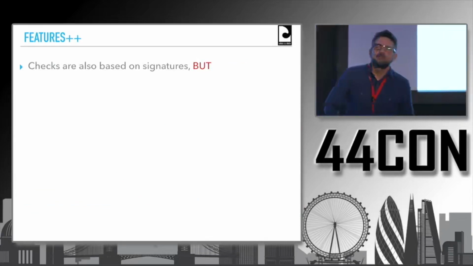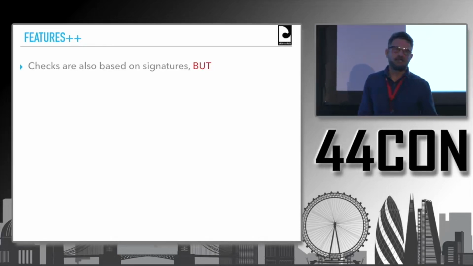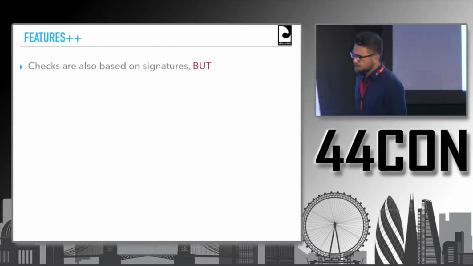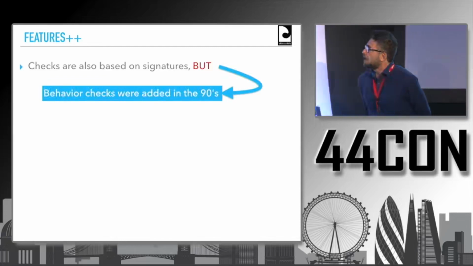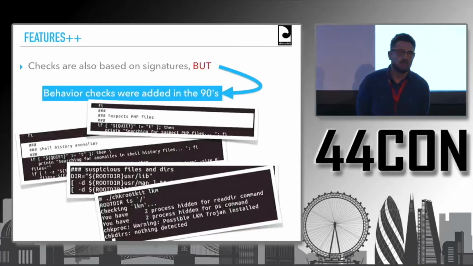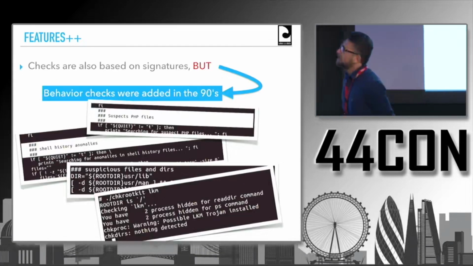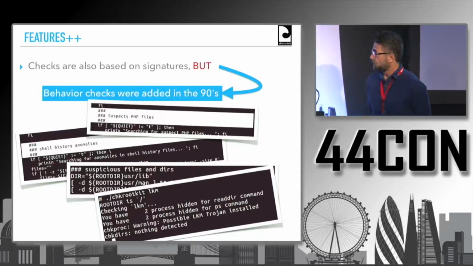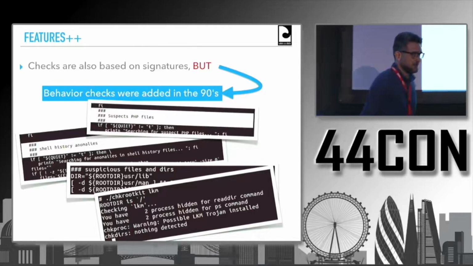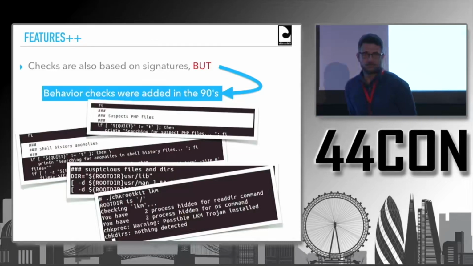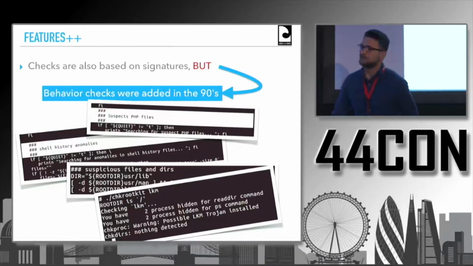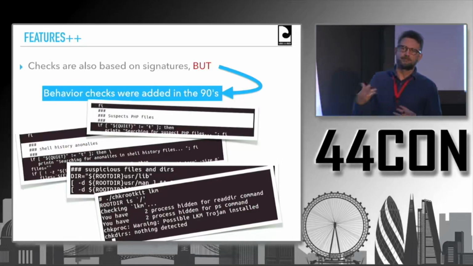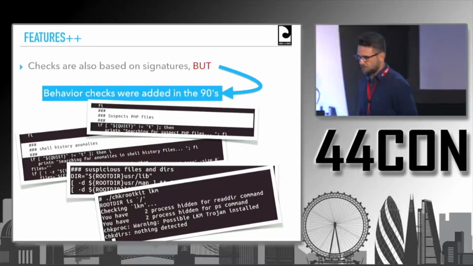Most of the checks used by Chkrootkit are based on signatures. I have signatures for probably 70 kinds of rootkits. But Chkrootkit also has some behavior checks. I added behavior checks in the 90s. I have, for example, suspect PHP files, shell history anomalies, suspicious files and directories, or an installed LKM. This is a behavior feature, not a signature feature. So in this case, I can detect some rootkits even if I don't have a signature for that specific rootkit. I will show you in the demo too.